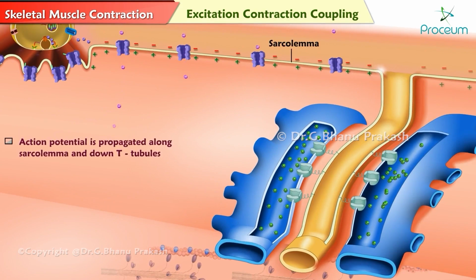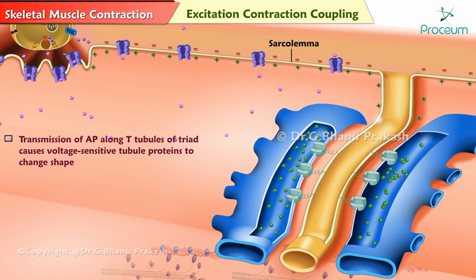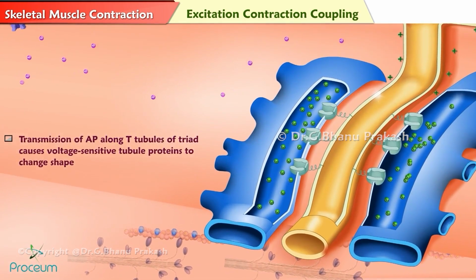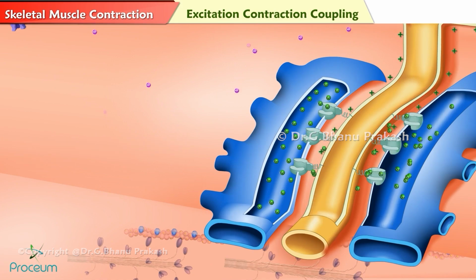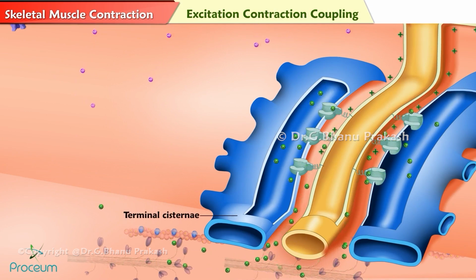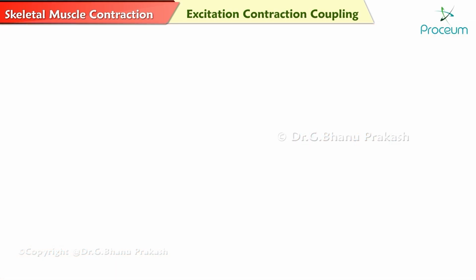Action potential is propagated along the sarcolemma and down the T-tubules. Transmission of action potential along the T-tubules of the triads causes the voltage-sensitive tubule proteins to change shape. This shape change opens the calcium release channels in the terminal cisternae of the sarcoplasmic reticulum, allowing massive amounts of calcium to flow into the cytosol within 1 millisecond.